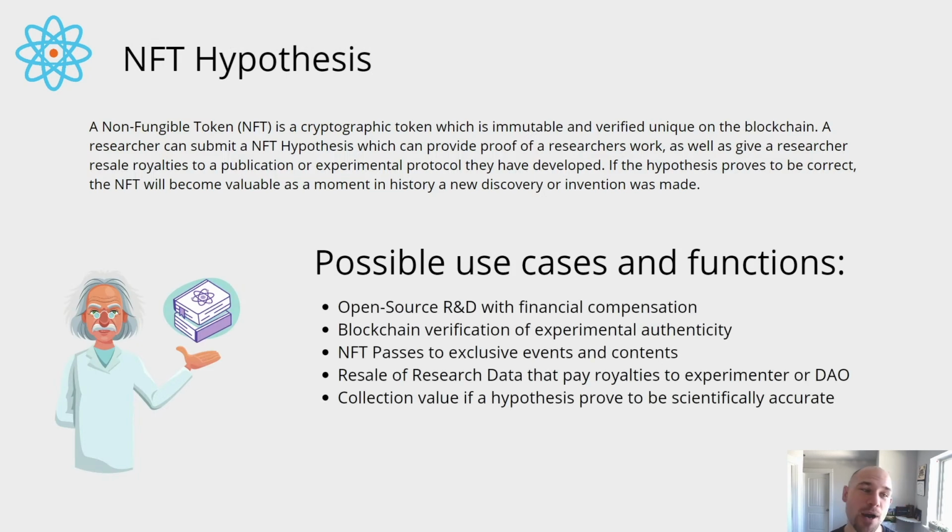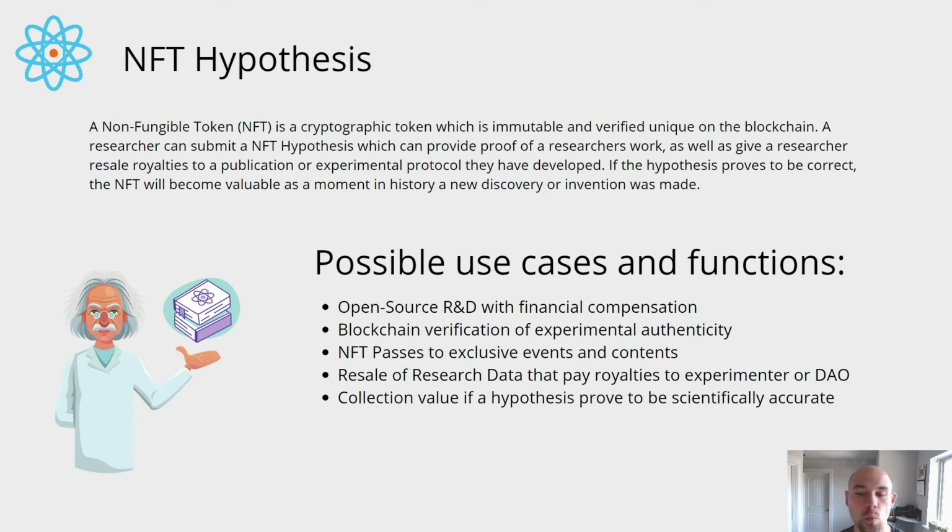Now, NFT hypothesis. A non-fungible token, NFT, is a cryptographic token which is immutable and verified unique on the blockchain, so there's no other like it. A researcher can submit an NFT hypothesis, which can provide proof of a researcher's work, as well as give a researcher resale royalties to a publication or experimental protocol they have developed. If the hypothesis proves to be correct, the NFT will become valuable as a moment in history, a new discovery or invention was made. Possible use cases and functions.